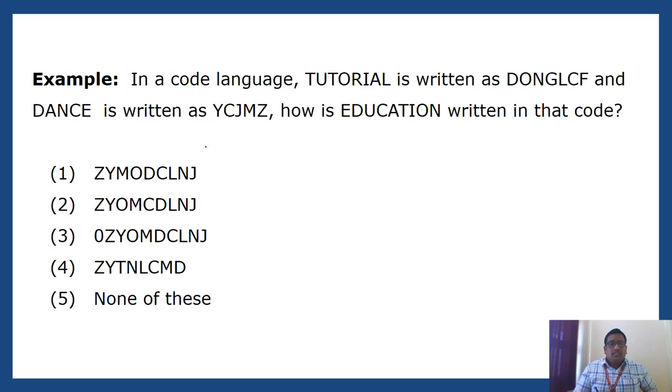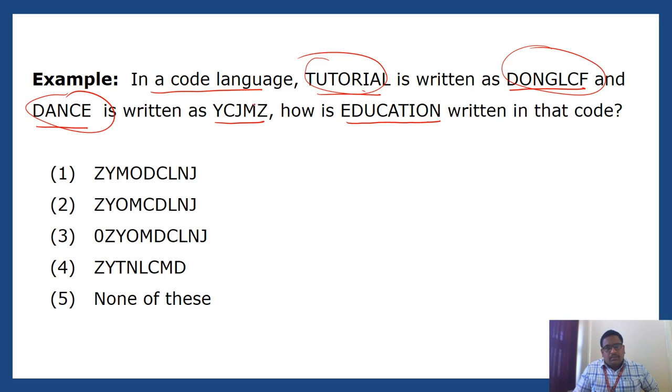Now if you see this in a code language, tutorial is written as DONGLCF and dance is written as YCJMZ. Now they want you to find the code word for the word education. Now if you see tutorial here, T is not in order, so obviously it is not order based coding. Whenever these kind of questions come, they have given two words and two respective code words. Using these two you have to evaluate the given word.